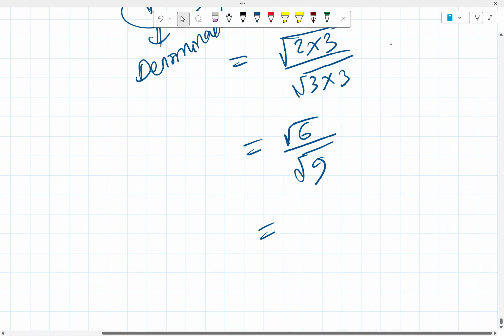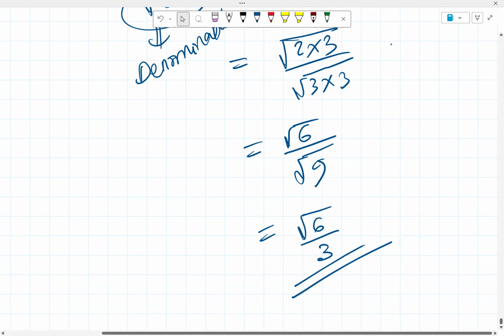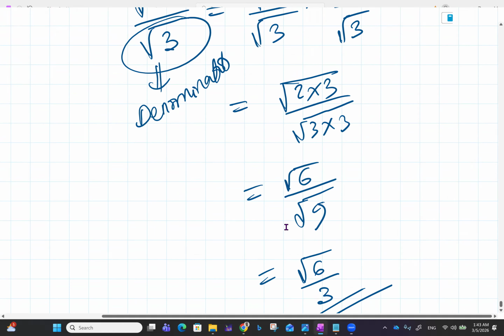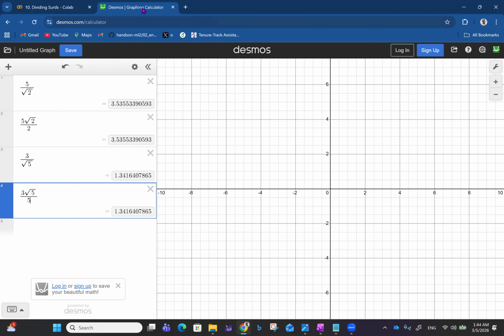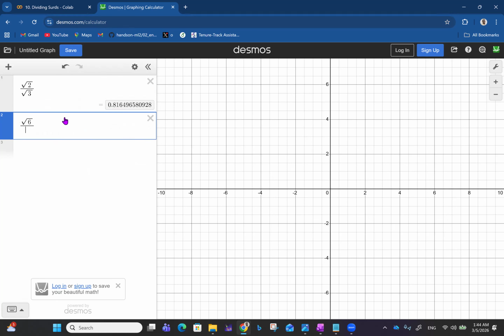And that is root 6 all over 3. And that is it. So root 2 over root 3 is root 6 all over 3. So we can also compare the two. Root 2 over root 3 is root 6 over 3. Root 2 divided by root 3 is that, and then that's root 6 all over 3. Exactly the same thing. Okay.